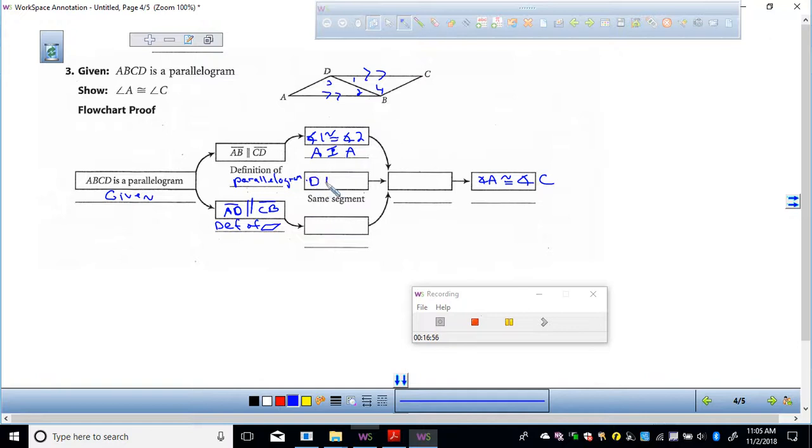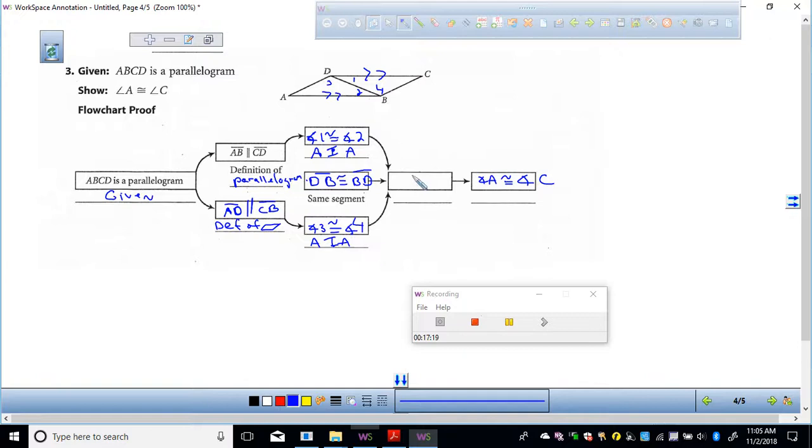Some teachers are very nitpicky, but try to name it in the other direction. BD and DB, same segment, keep going. And then angle 3 is congruent to angle 4. Why is that, Noah? Because they're alternate interior angles, AIA, okay?